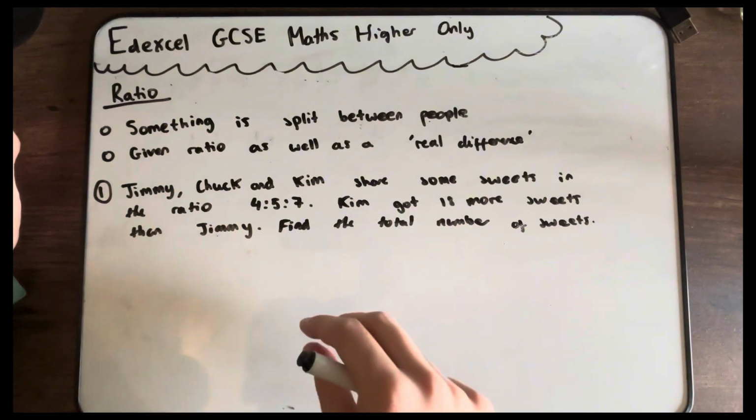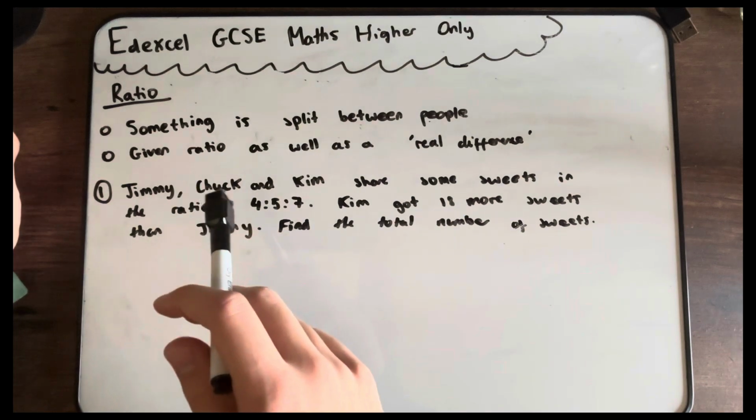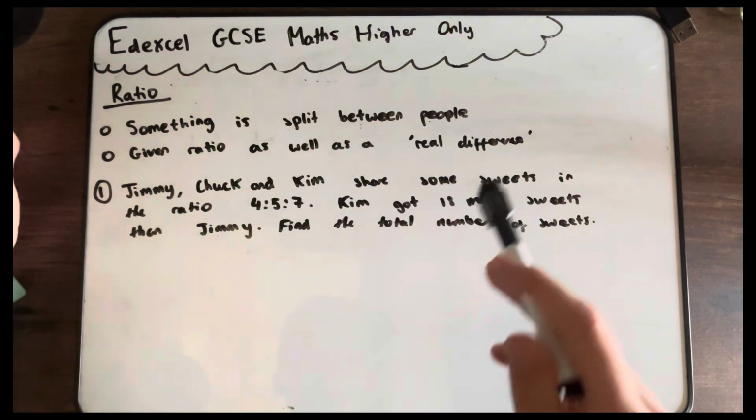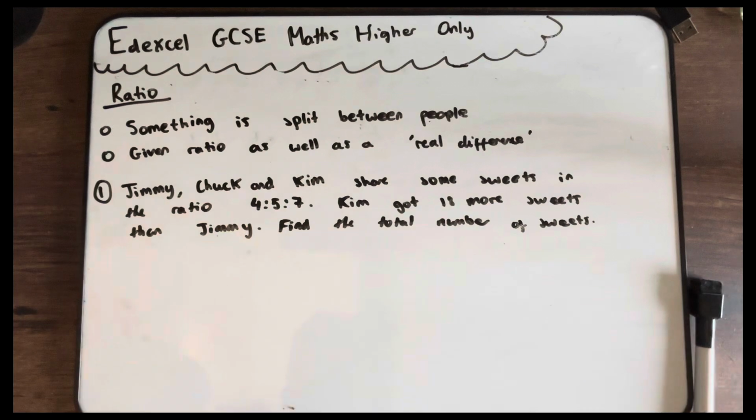And in every ratio question, you'll be given the ratio, and there will also be something called a real difference. Now, I'm going to explain what that is in this question. Bear in mind, not every ratio question will be the same. You might be asked to work out the total number of sweets, how many sweets someone will have, or sometimes you might actually be asked to figure out the ratio, but that is a more complicated question, and I'll go through that in a second video about ratio at some point. So let's just move on to the question.